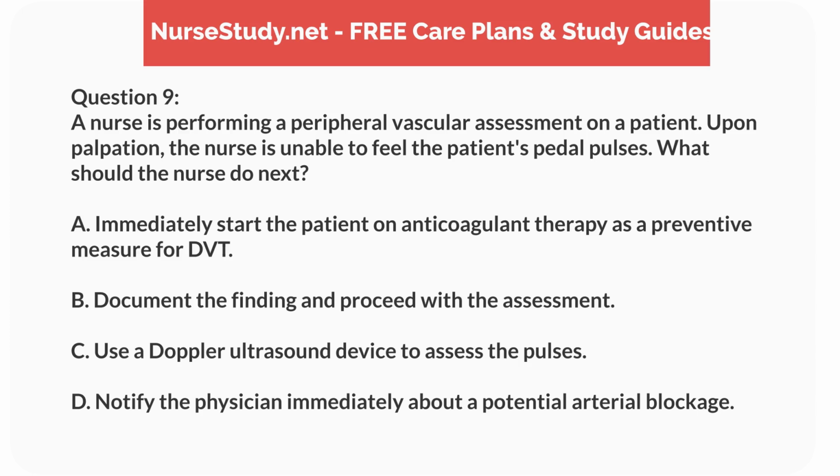Question 9. A nurse is performing a peripheral vascular assessment on a patient. Upon palpation, the nurse is unable to feel the patient's pedal pulses. What should the nurse do next? A. Immediately start the patient on anticoagulant therapy as a preventive measure for DVT. B. Document the finding and proceed with the assessment. C. Use a Doppler ultrasound device to assess the pulses. D. Notify the physician immediately about a potential arterial blockage.